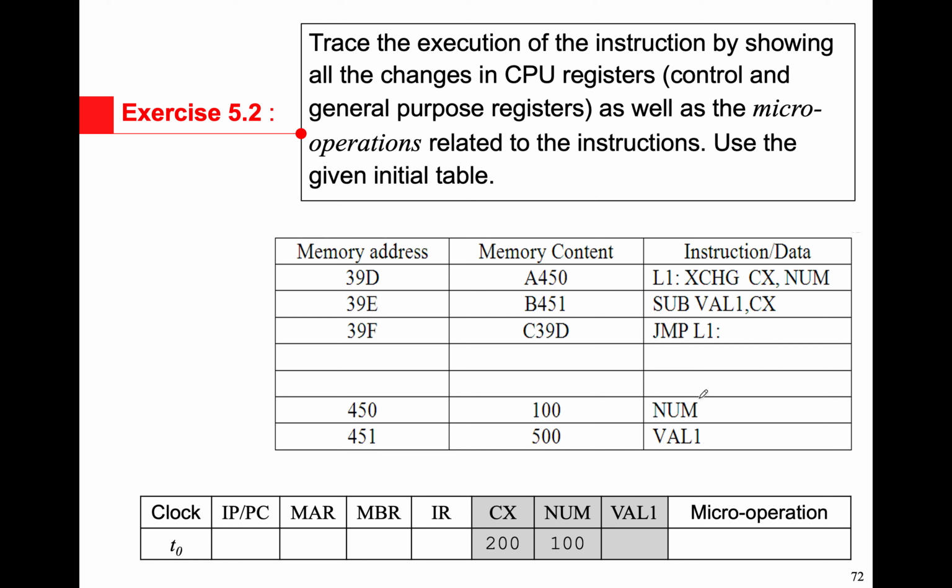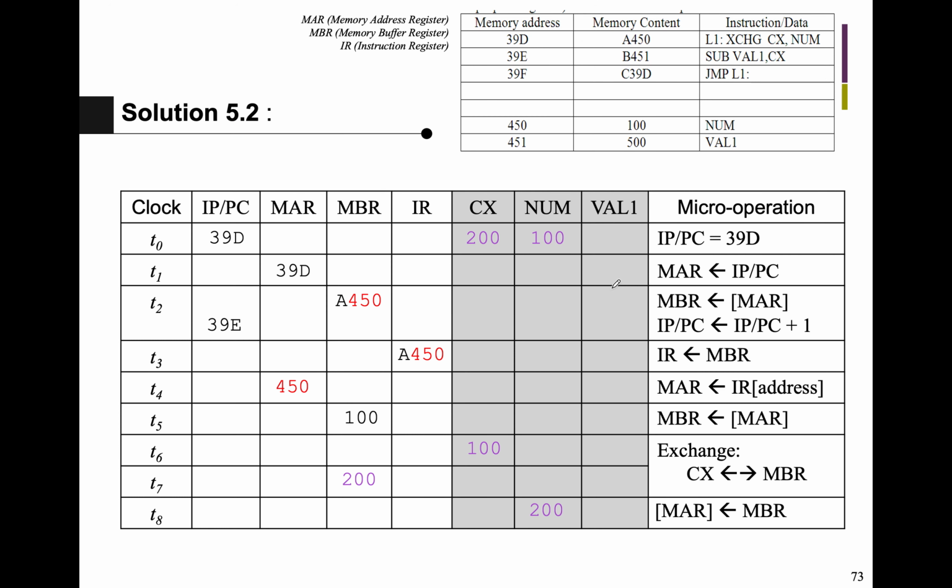Now you have a second example, exercise 5.2. Trace the execution of the instruction by showing all the changes in CPU registers, control and general purpose registers, as well as the micro operations related to the instruction. Use the given initial table. So this is the initial table. You can refer back to this table also.